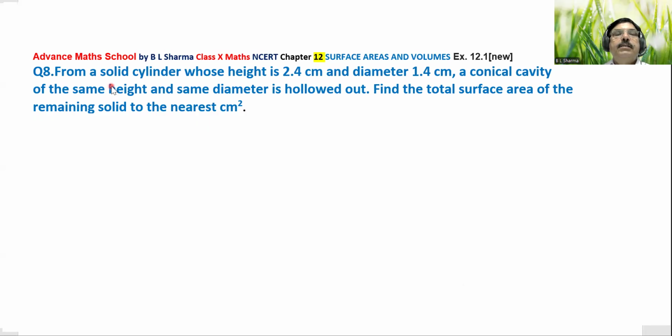From a solid cylinder whose height is 2.5 centimeter and diameter 1.5 centimeter, a conical cavity of the same height and same diameter is hollowed out, cut out. Find the total surface area of the remaining solid to the nearest centimeter square.